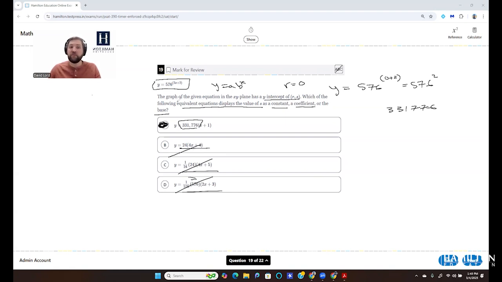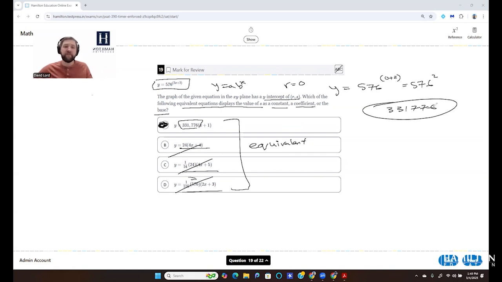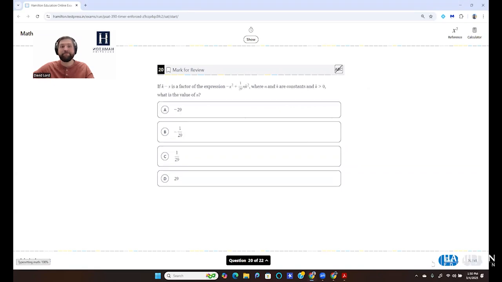Now, one thing that's kind of confusing about this is it's not saying which of the following is equivalent to the above equation. It's saying that these all match. So these are equivalent. They all match each other, but we're looking for which one had this number. So that's where sometimes you can get confused or tricked by the wording in the question. But we're all done with that one. On to question 20.